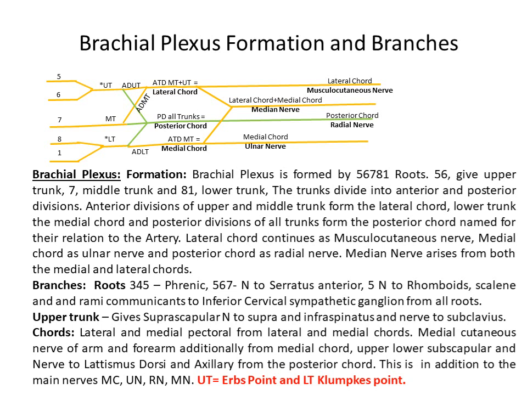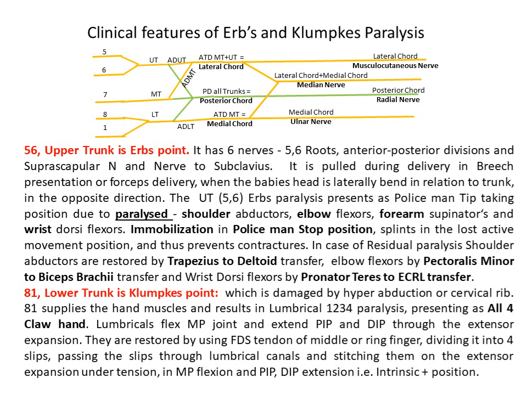The upper trunk is Erb's point, the lower trunk, the Klumpke's point. So, the upper trunk or the Erb's point has 6 nerves: the 5, 6 roots, the anterior and posterior divisions, and suprascapular nerve and nerve to subclavius. It is pulled during delivery in breech presentation or forceps delivery when the baby's head is laterally bent in relation to the trunk in the opposite direction of the paralysis.